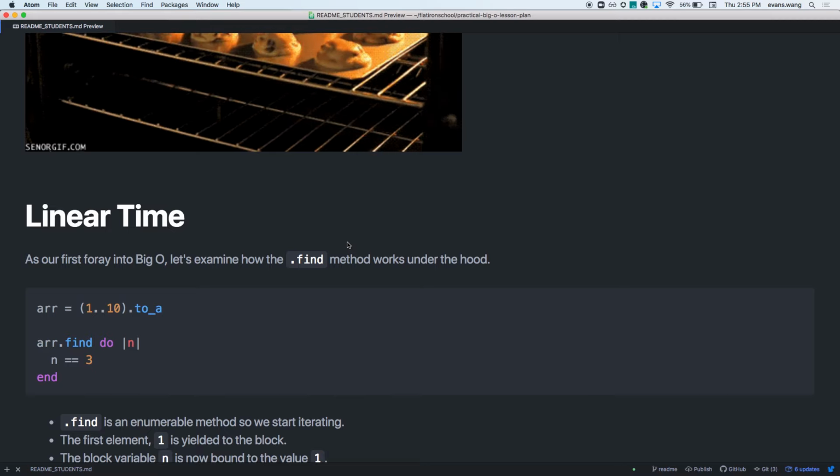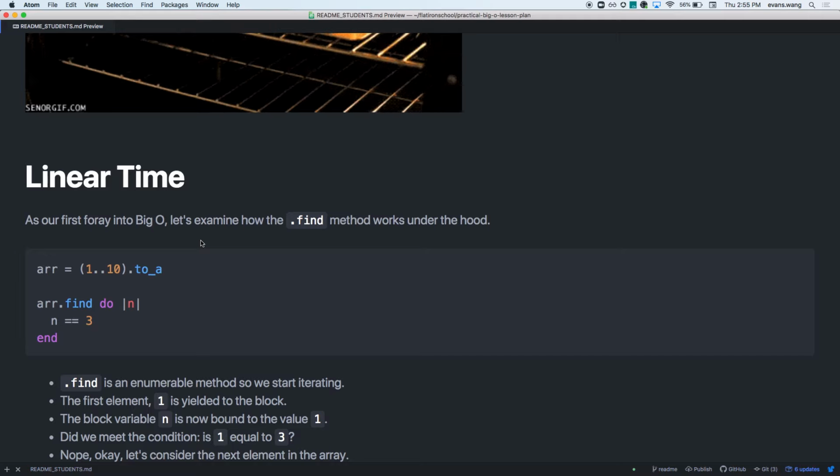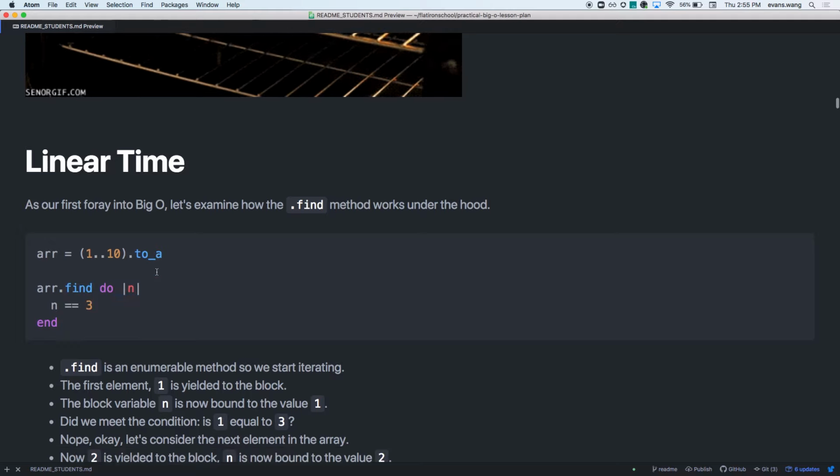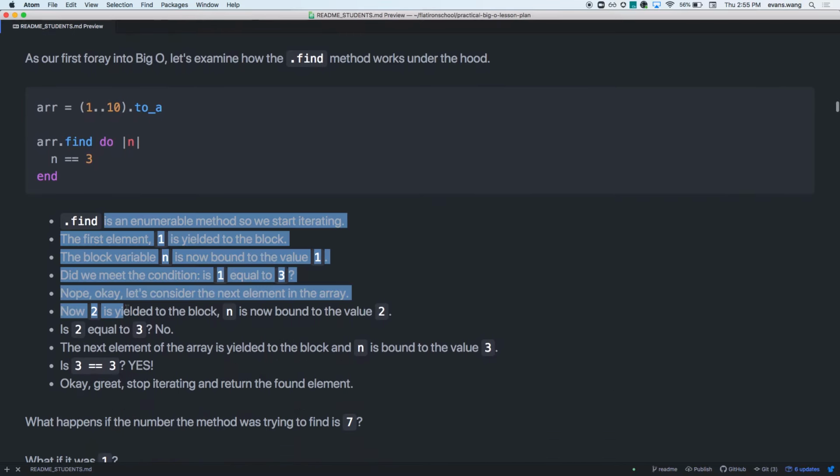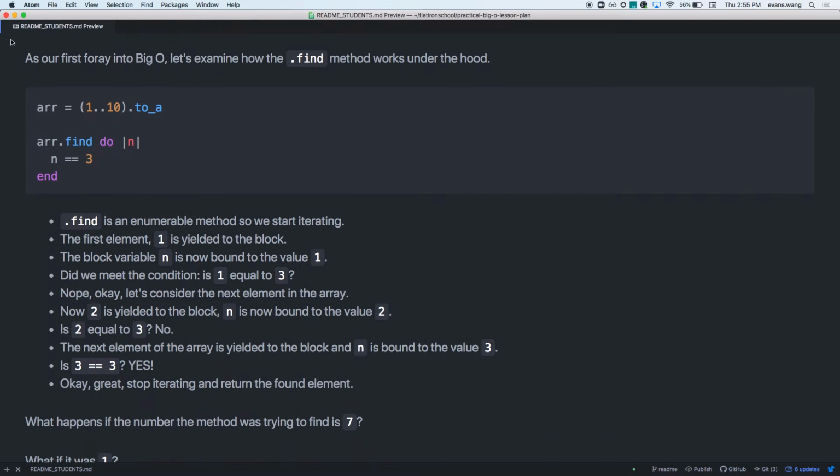For example, let's say we're trying to look at how dot find works under the hood. You have an array of 1 to 10, and you run dot find. It takes in this n block, and if n is equal to 3, return it. You like that no return statement? Ruby was so nice to you. Look at this exact set of instructions in terms of how this code works.